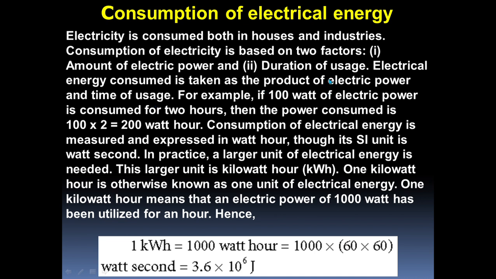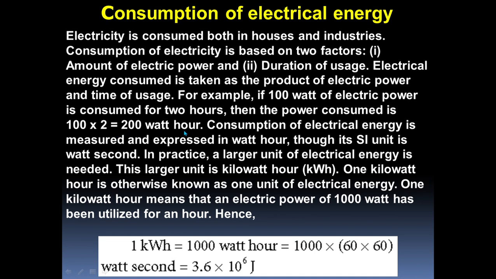Power into time is nothing but energy. Here energy consumed is taken as the product of electric power and time of usage. For example, if 100 watt of electric power is consumed for 2 hours, then the energy consumed is 100 into 2, which is equal to 200 watt hour.